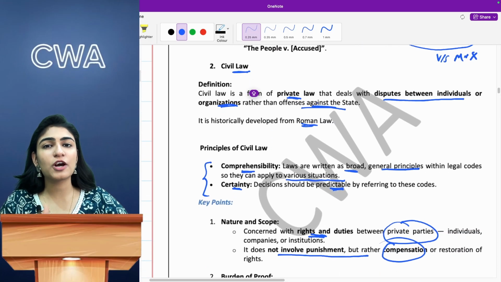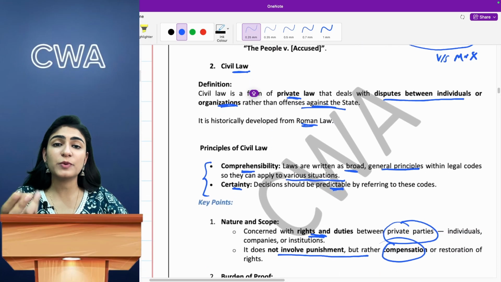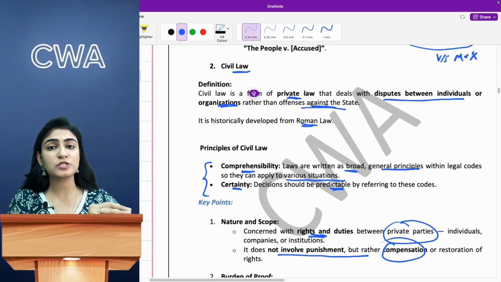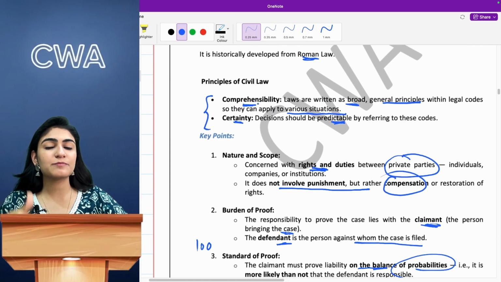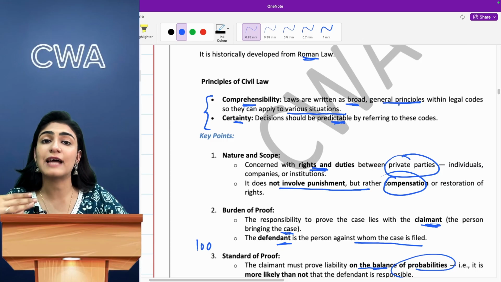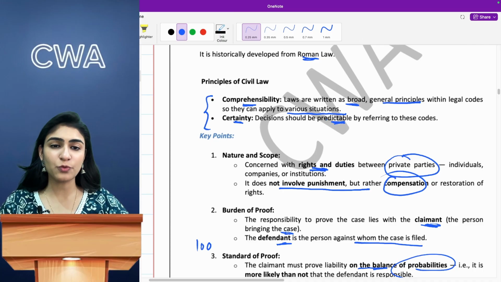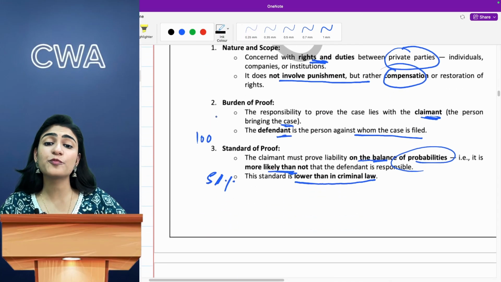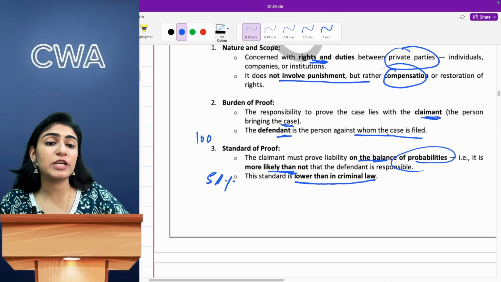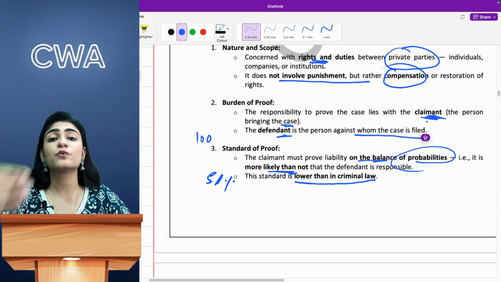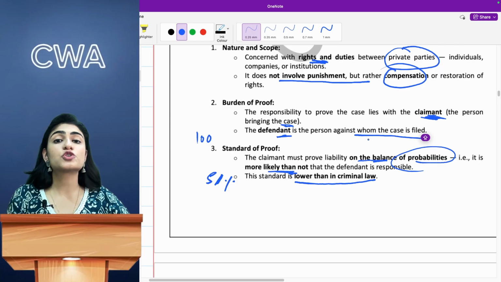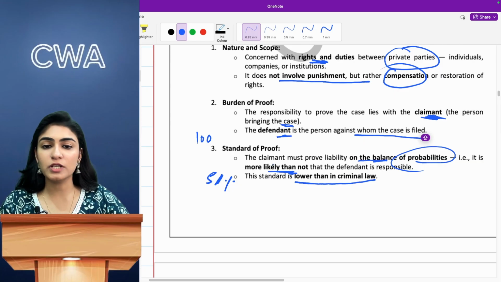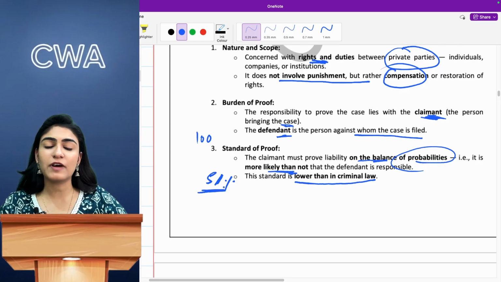In case of civil law, it is more of a private law. A dispute is between two individuals. The principles of civil law are comprehensibility and certainty, where there are broader general principles that apply to various situations. The burden of proof here is usually on the claimant, that is the person who is bringing the case, and the defendant is the person against whom the case has been brought. The standard of proof is 51% or more.